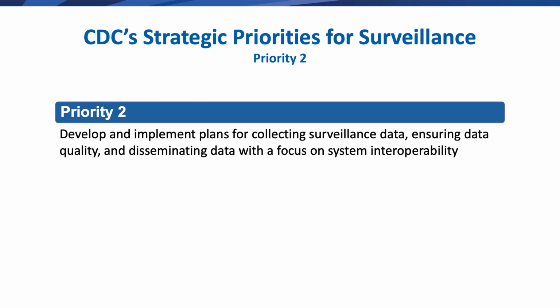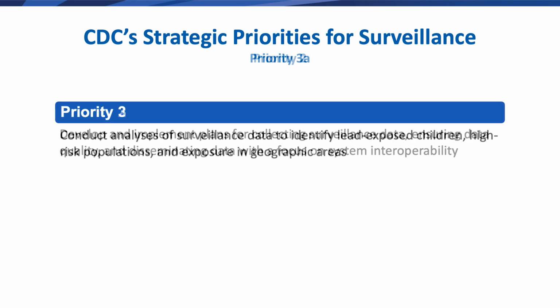The second priority is to develop and implement plans for collecting surveillance data, ensuring the quality of the data, and disseminating data with a focus on system interoperability. Priority 3 is to conduct analysis of surveillance data to identify lead-exposed children, high-risk populations, and geographic areas that could be at high risk of lead exposure.